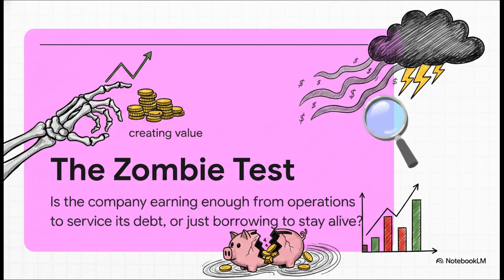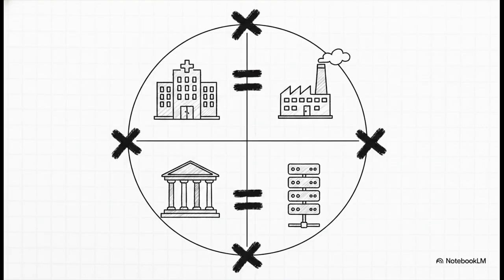And that leads to this brilliant idea you can explore, the zombie test. By looking at a few key metrics, you can ask, is this company actually generating enough real cash from its operations to pay its bills? Or is it just surviving by borrowing more money to stay afloat? This helps you spot those financial zombies that look alive on the surface but are fundamentally broken underneath. It's a critical distinction.